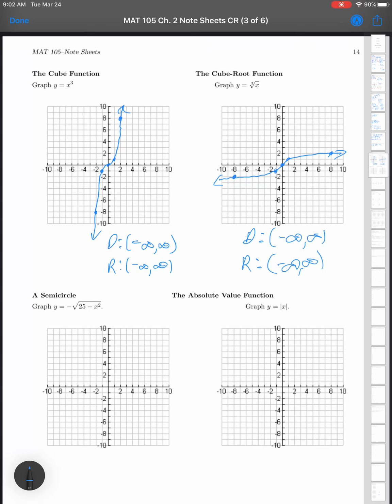So once again, like I said, those are related to each other, and they're related to the squared functions. They have similar ideas. The next one's a semicircle. So a semicircle is simply half the circle that we've looked at previously. So this semicircle looks like this.